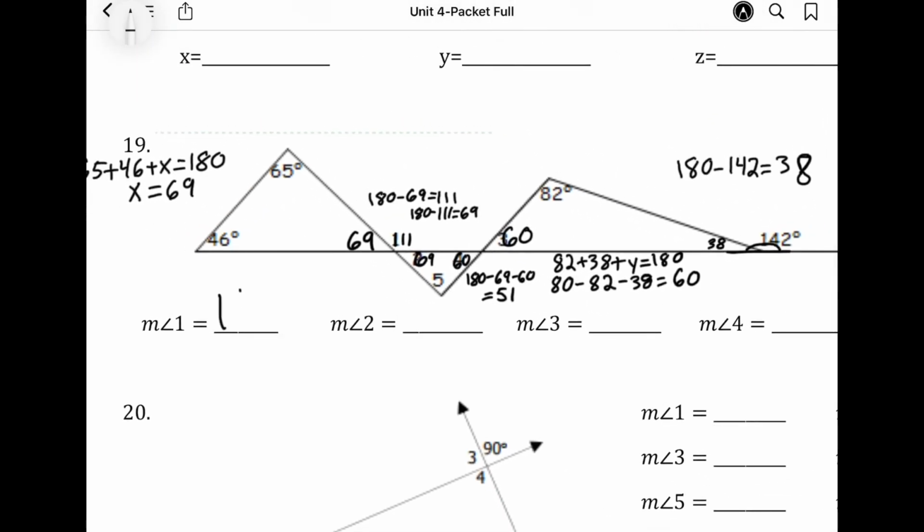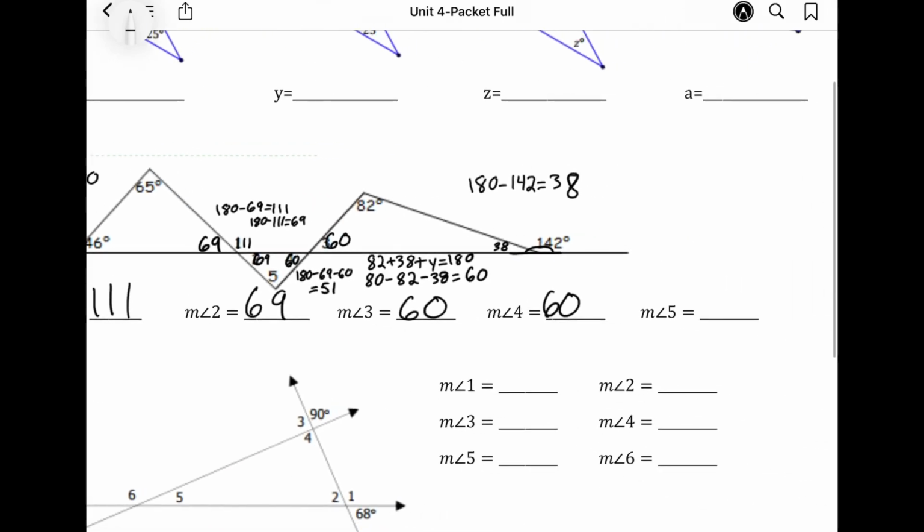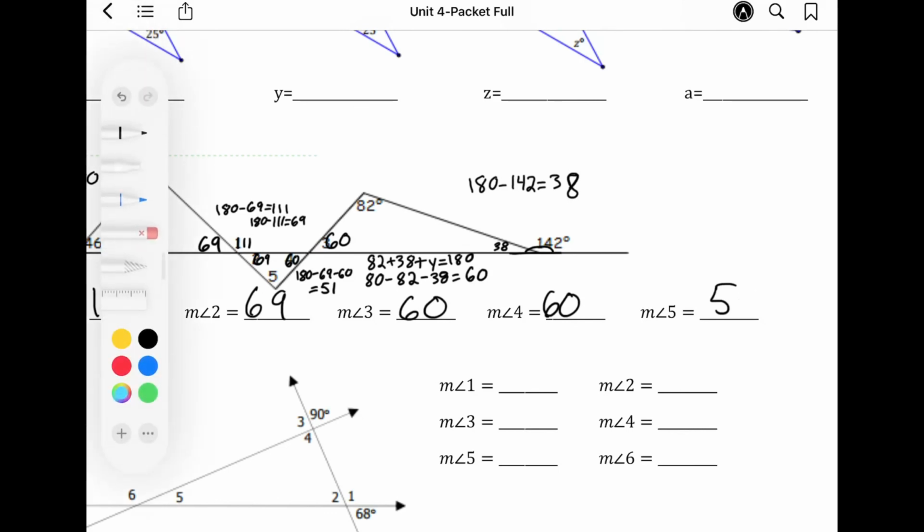So angle 1 was 111. Angle 2 was 69. Angle 3 was 60. Angle 4 was 60, and angle 5 was 51. And all of these are degrees.